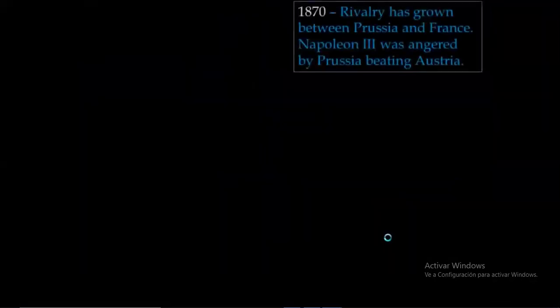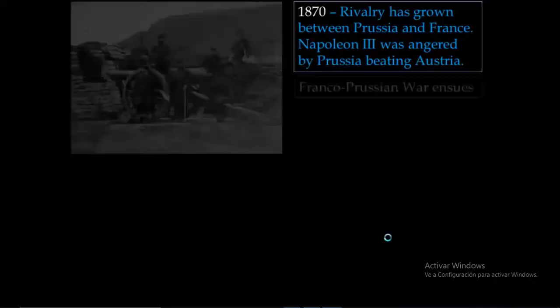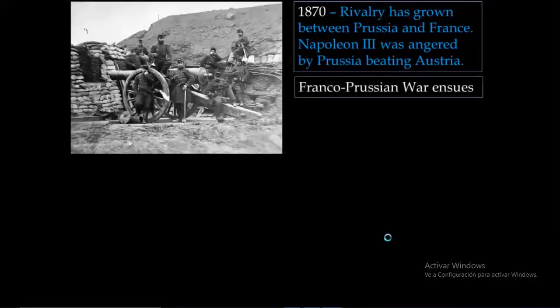The next thing that's going to happen is in 1870, a rivalry has grown between Prussia and France, in part because Napoleon III, who's in charge of France at the time, is angered by Prussia beating Austria. And there's also the sentiments that go all the way back to Napoleon in the early 1800s, when Napoleon had marched in through Germany, taken German lands, occupied German lands. So the Germans still remember that. And so what happens is the Franco-Prussian War ensues.